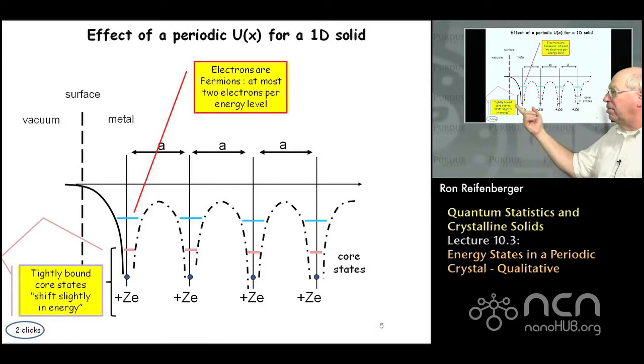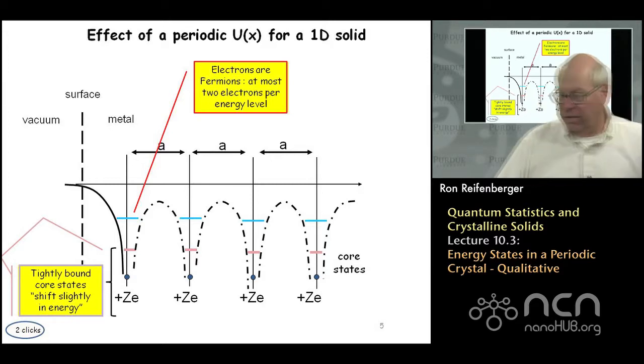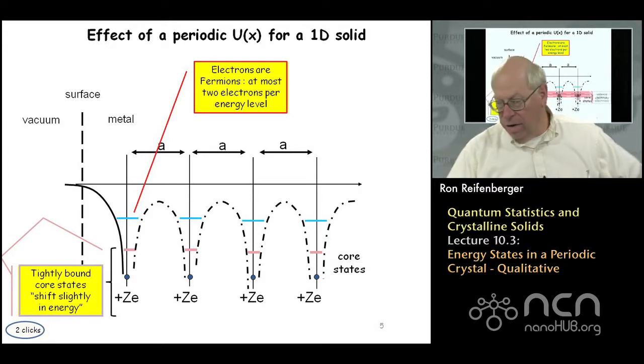These tightly bound states down here, we call these core states. They may shift slightly in energy, but they're not going to drastically change their location and energy. These energy levels are, of course, governed by quantum statistics, and we've already discussed that. Since electrons are fermions, at most you can get 2 electrons per energy level in each of these quantum states for the individual atom, right?